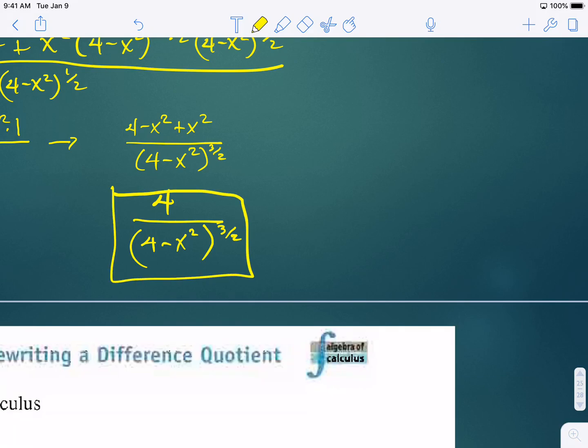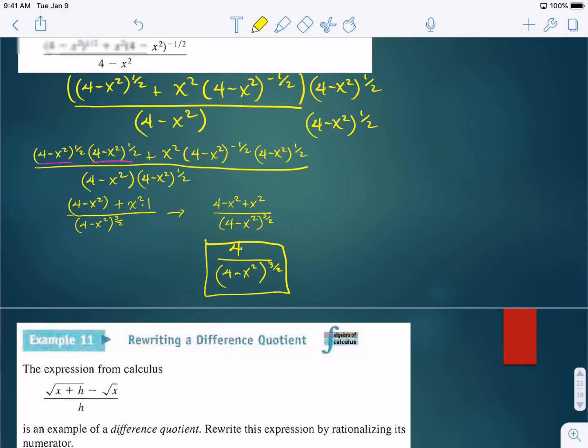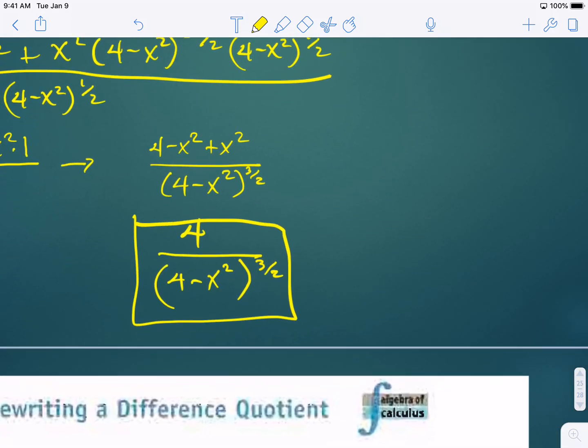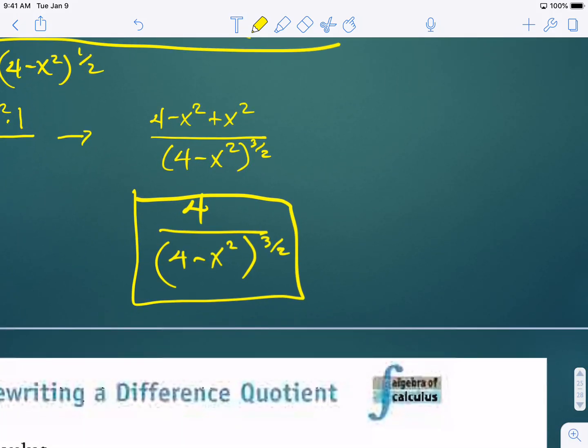And believe it or not, as we look at the first expression and then the final simplified expression, this one is easier to manipulate using calculus. And that's the reason why we're teaching this.